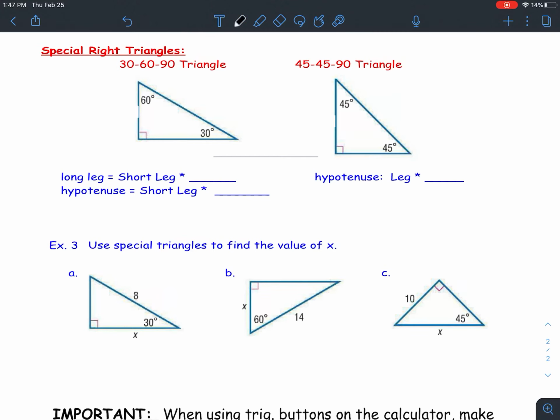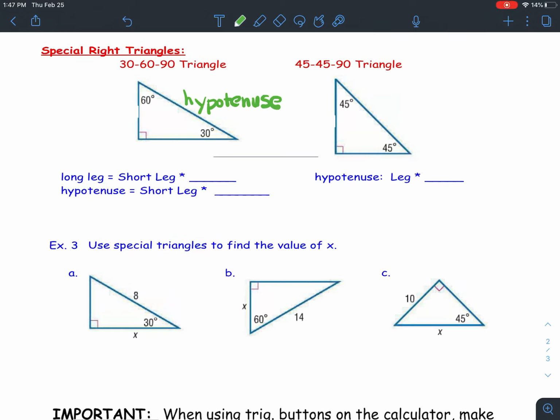One is called a 30, 60, 90 triangle. The other one is called a 45, 45, 90 triangle. Okay, obviously those numbers are telling you what the angles are. There are special ways that we refer to the sides of these triangles. Of course, the hypotenuse is the side opposite the 90-degree angle.